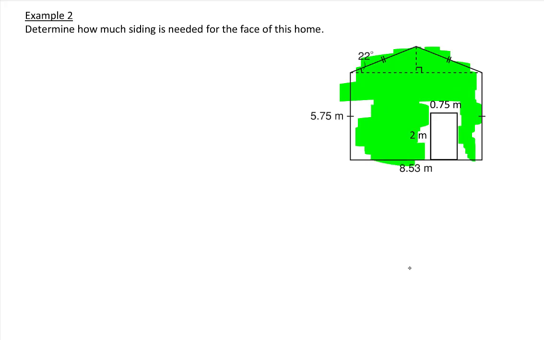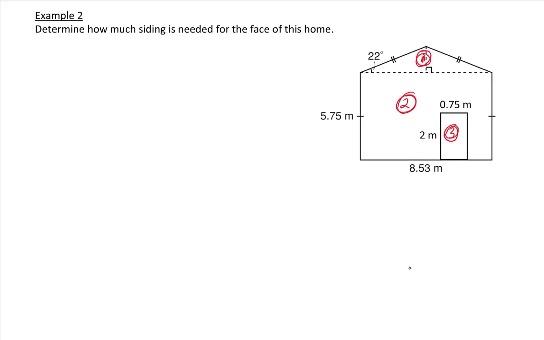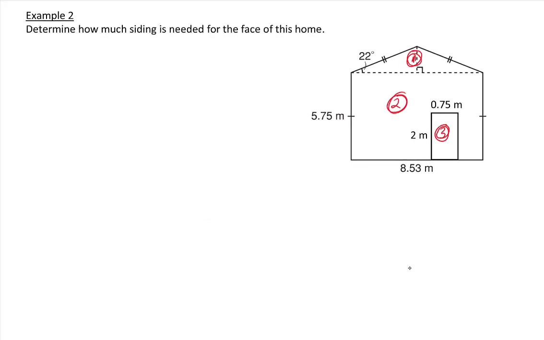So we need to find out the area, because we're looking for how much siding, how much area it's going to take. In this one, we actually have 3 different shapes. We have the triangle up top. We'll call that shape 1. We have the rectangle here. And then we have a third rectangle that we don't want to use. So we're going to take the area of region 1, add it to the area of region 2, and then minus the door, because we don't need to side the door for this house. But we have to look for all these different areas.